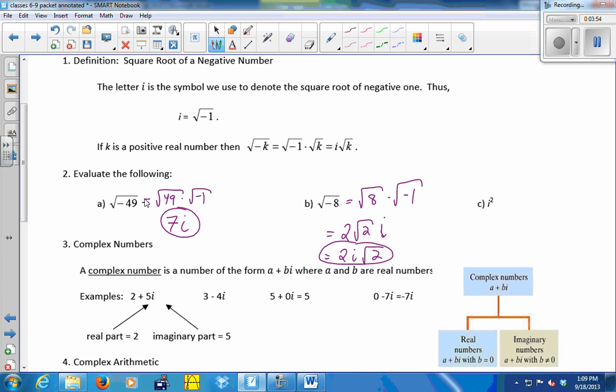Going forward, you can treat i just like the way you treat a variable, but just keep in the back of your head that it's representing the square root of -1. All right, how about i squared? i squared, so that would be the square root of -1, because that's what i is, squared. What do you get? -1. i squared is -1.